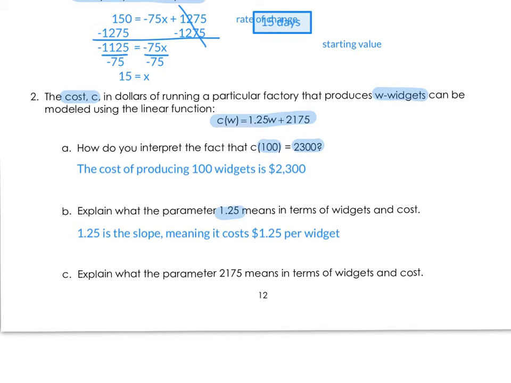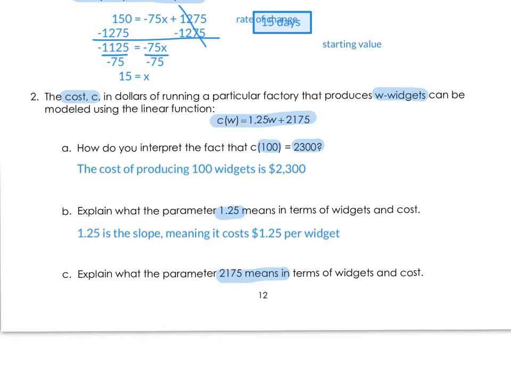So remember, when we say that, the slope comes from change in y over change in x. So that's why I knew it was dollars, my y value, per widget, my x value. The next part says, explain what the parameter 2,175 means in terms of the widgets and the cost.